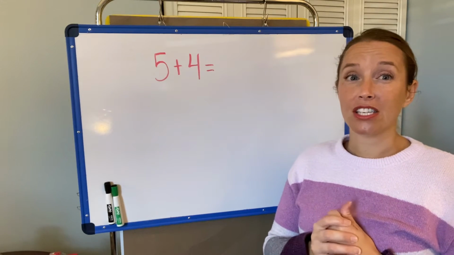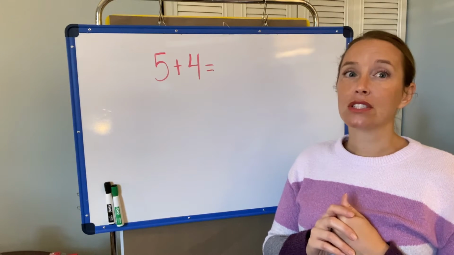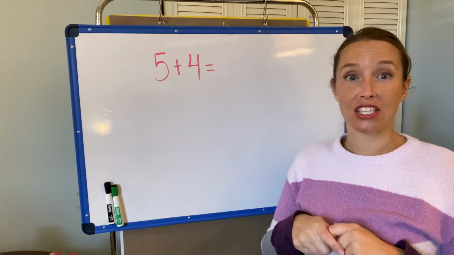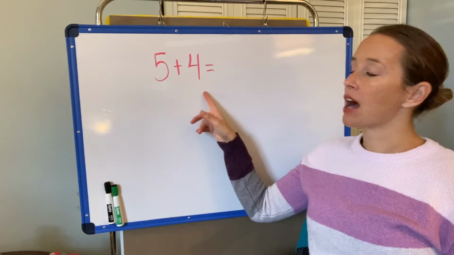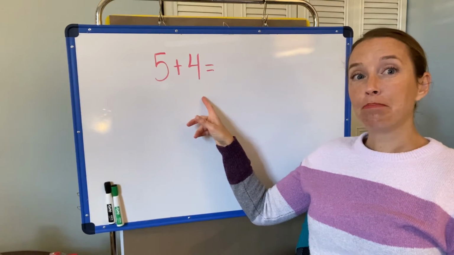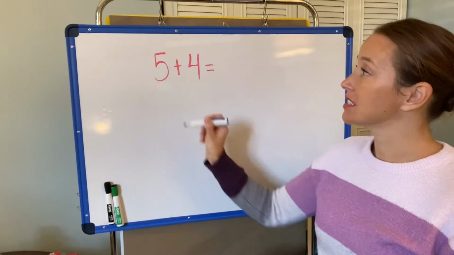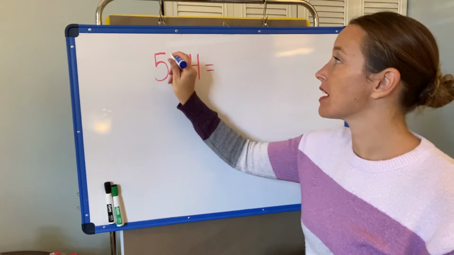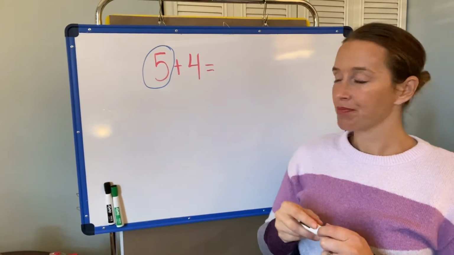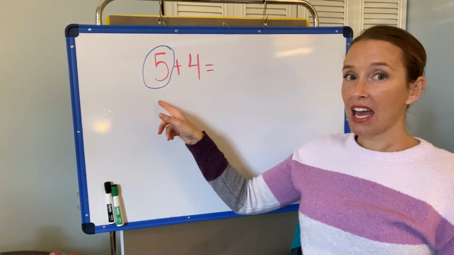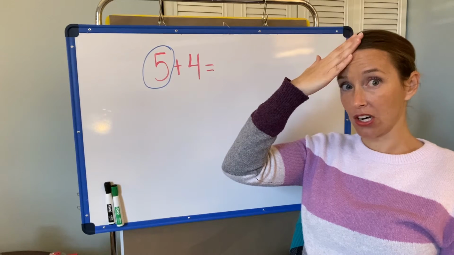So today's strategy is called counting on. This is the strategy we are going to focus on for our addition problems, counting on. So the way we do that is we look at our problem and we decide which one is the biggest number. Well, the biggest number that we see here is 5. So I'm going to put a circle around 5 because it's my biggest number. I'm going to put 5 in my head because it's the one I'm going to start with.